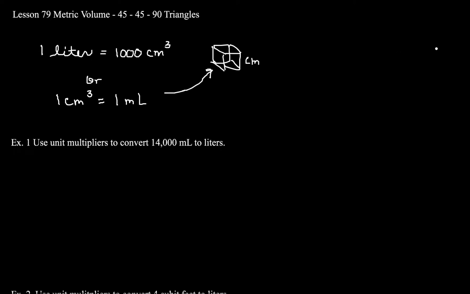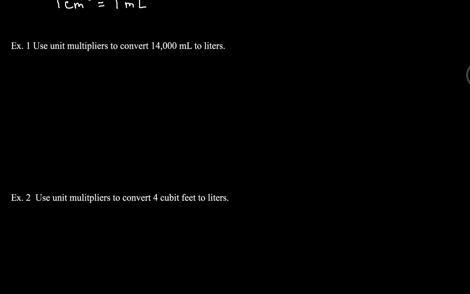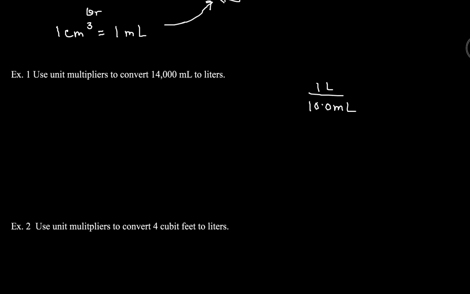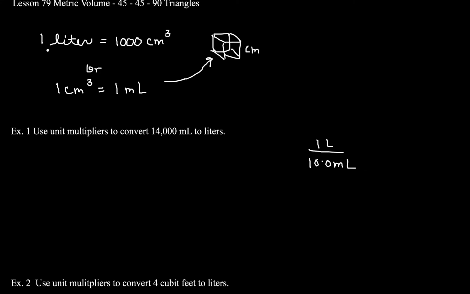Example 1 says, use unit multipliers to convert 14,000 milliliters to liters. The unit conversion that we're going to use is, keep in mind that 1 liter is the same as 1,000 milliliters. You're going to have to memorize that as well. And you can see between 1 liter equals 1,000 milliliters or 1 cubic centimeter equals 1 milliliter, we're just basically dividing liters by 1,000 and getting milliliters. 1,000 centimeters cubed, we're dividing by 1,000 and getting 1 centimeter cubed.